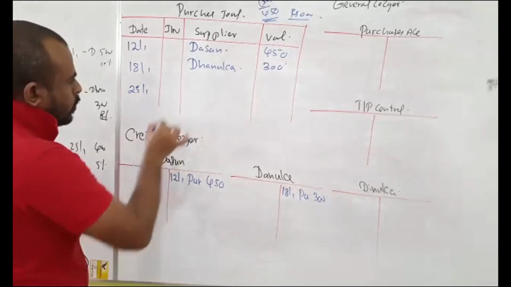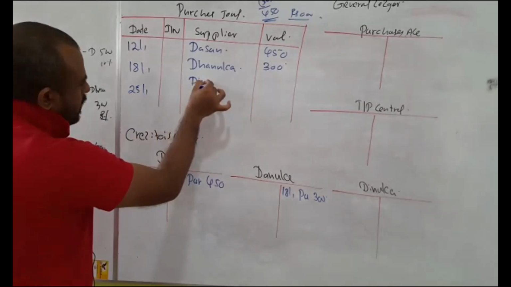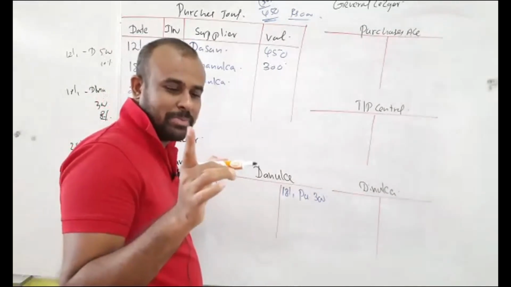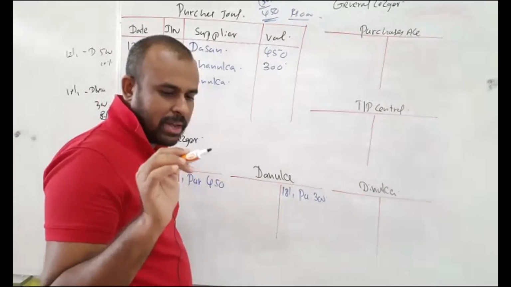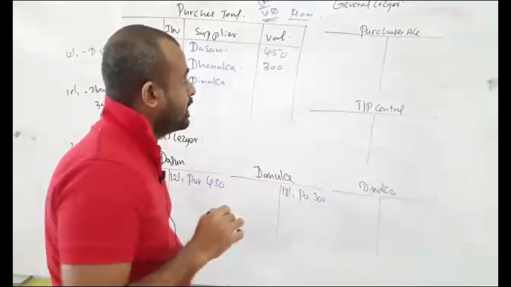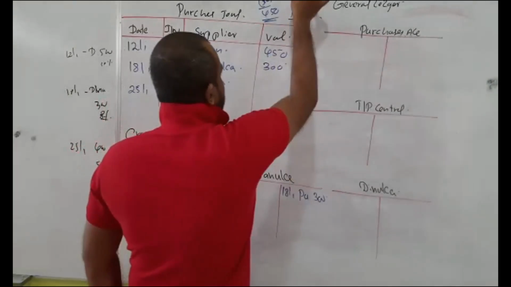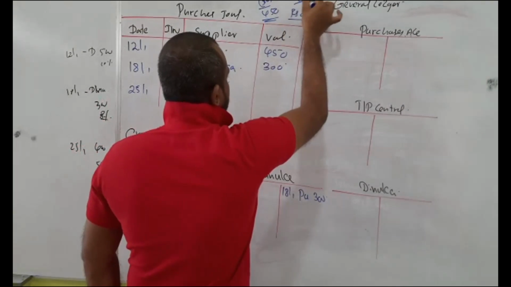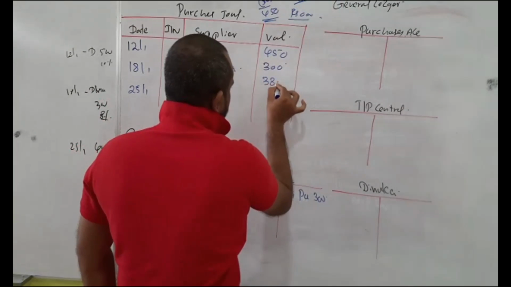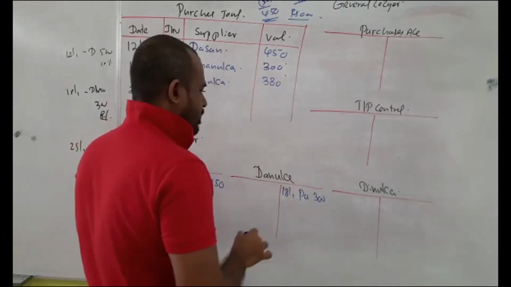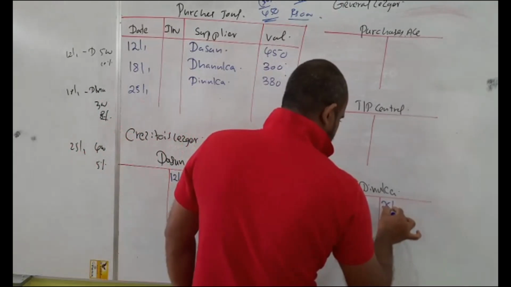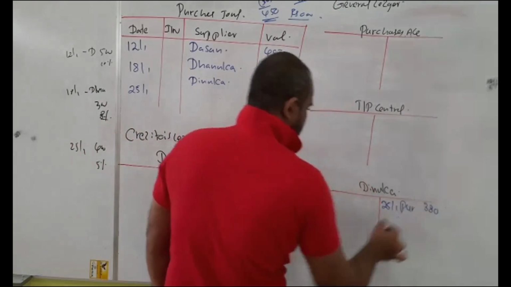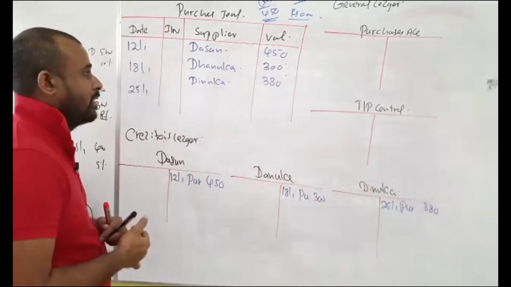Then the next one, 25th January, you purchase from Dhanuka, rupees 400. Is 400 the list price or the invoice price? That's a list price, right? List price is 400, 5% discount. 5% means 20. Is it 380? Yes. Dhanuka, 25th January, purchases, that is rupees 380.